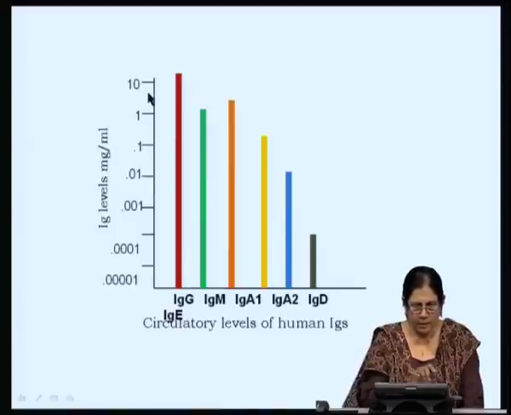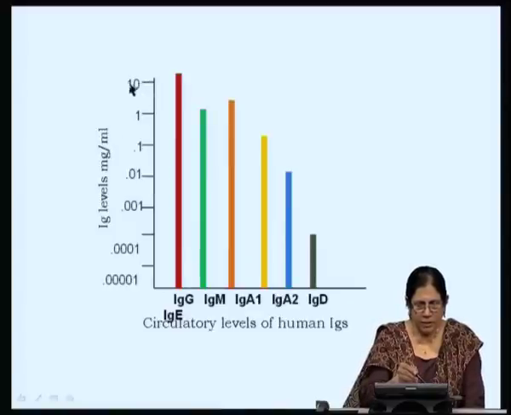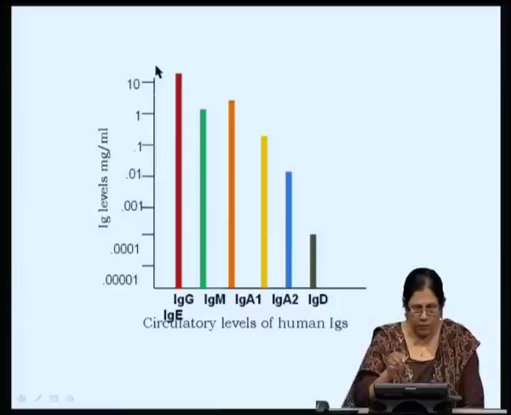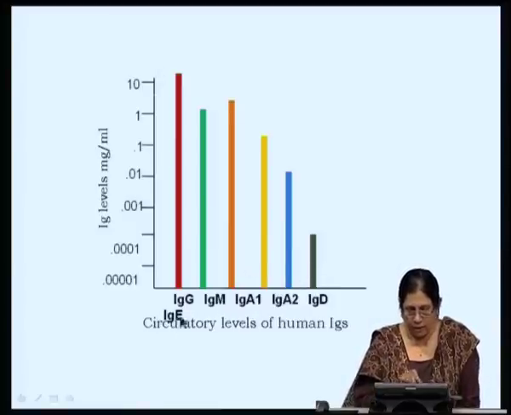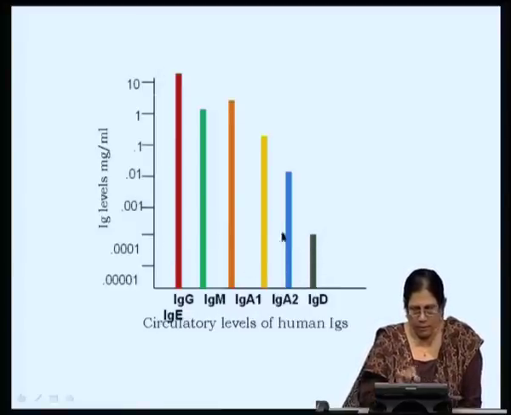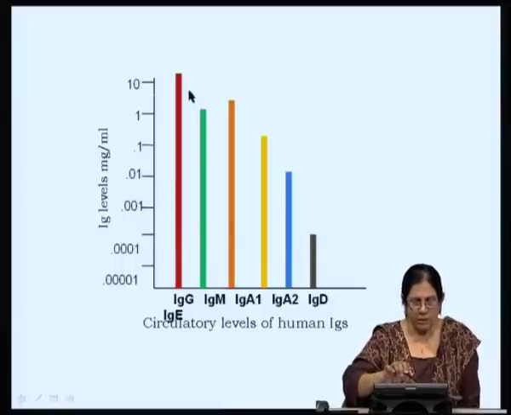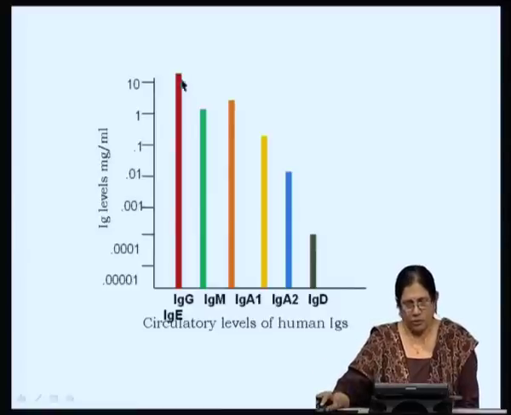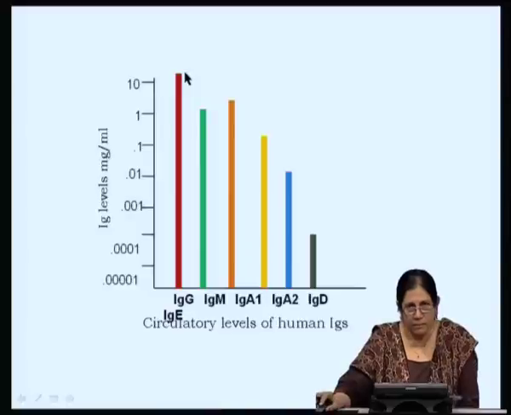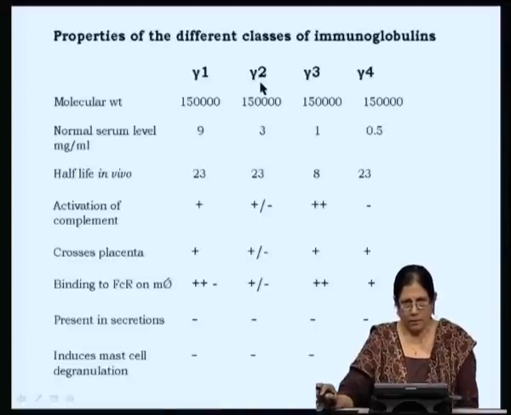Now, the y axis says immunoglobulin levels milligram per ml, but I would like you to look at the numbers. We start with the highest number, which is 10 mg per ml, which goes down to 1, 0.1, 0.01. So, this is increments of tenfold. You can see the concentration of IgE is not more than 3 micrograms per ml, whereas IgG in circulation is about 13 milligrams per ml. So, IgG is maximum in the serum.